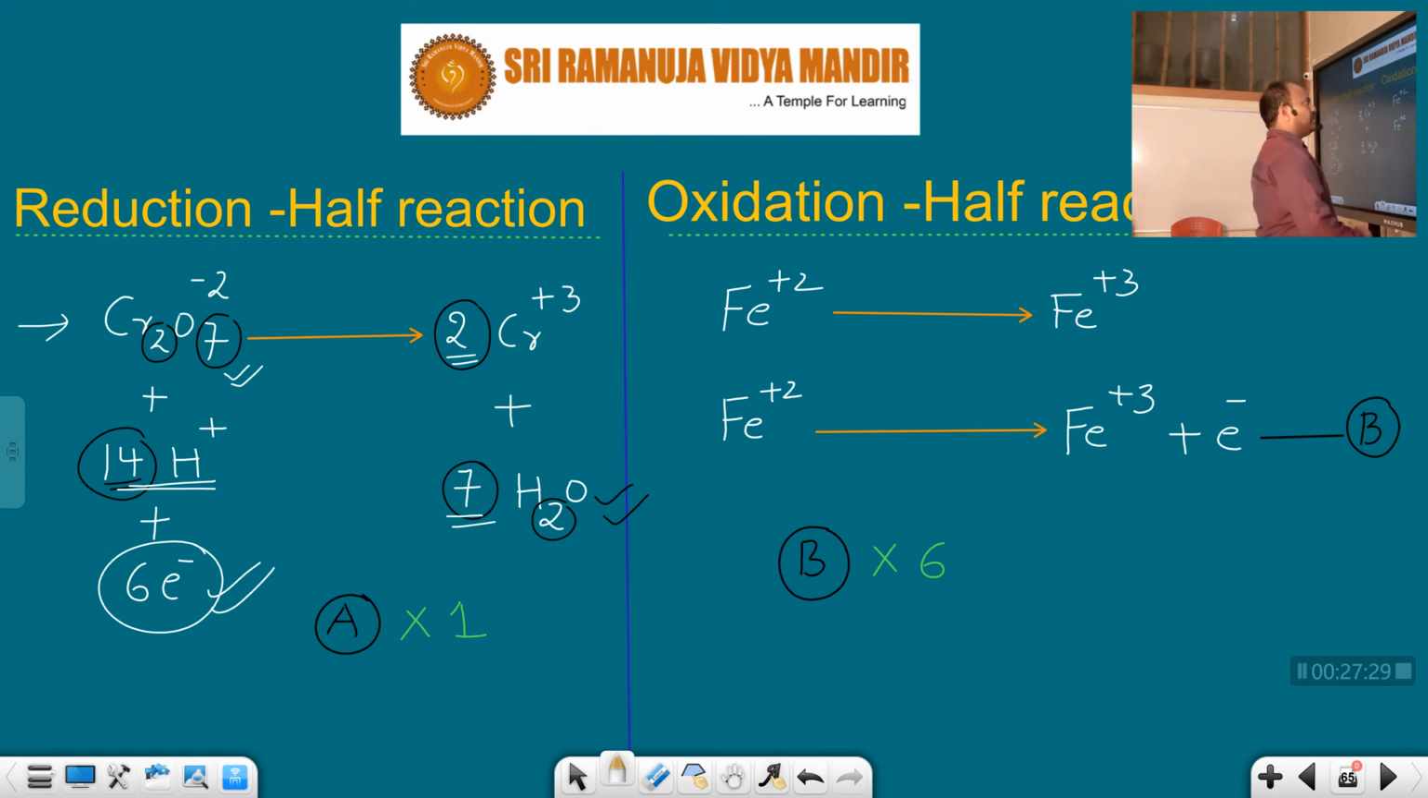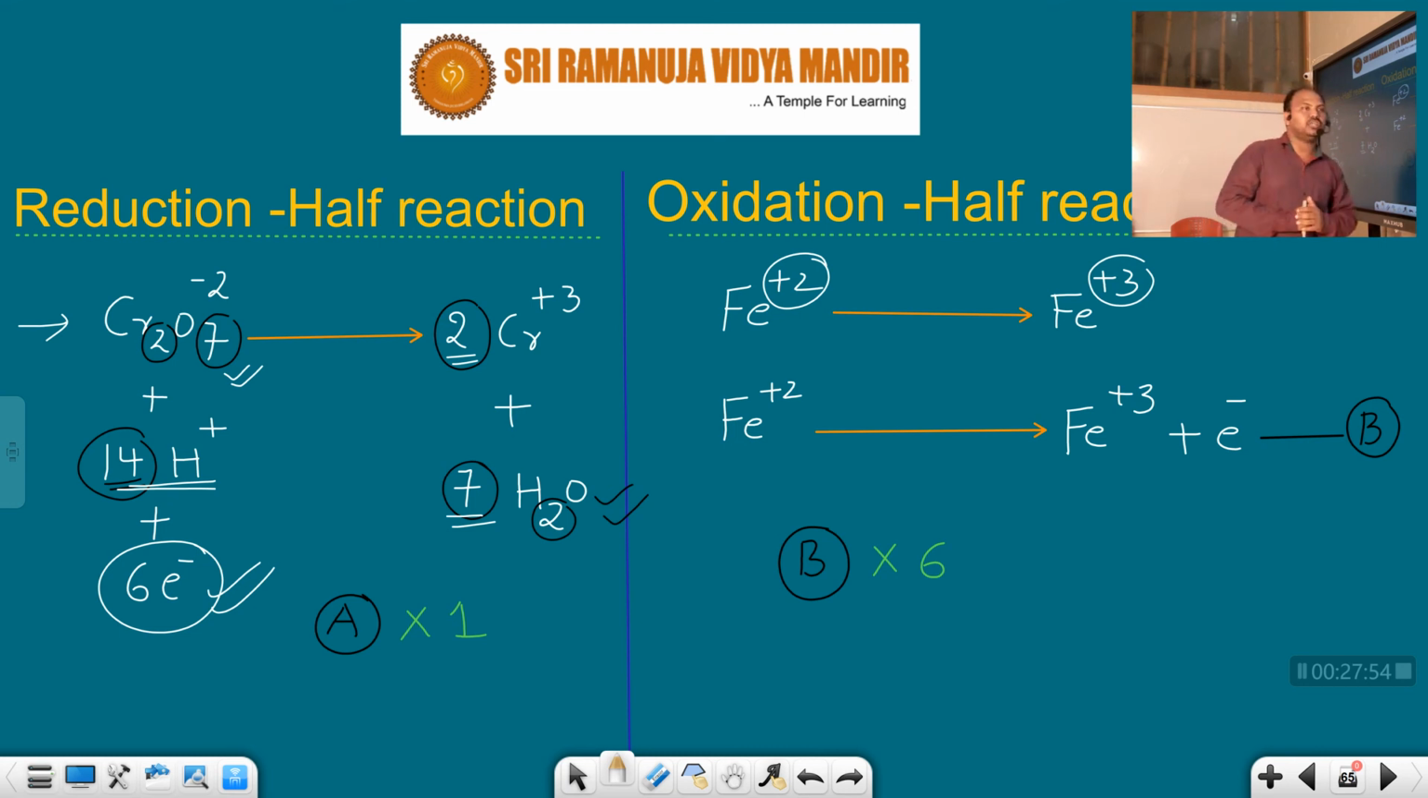If you take the oxidation reaction, ferrous ion changes into ferric ion. Here iron atoms are balanced. Here one iron atom, here one iron atom. Left hand side is equal to right hand side. After that, on the ferrous or ferric ion side there are no oxygens, so due to lack of oxygens we don't need to add water molecules. On the ferrous or ferric ion side there are no hydrogens, so we don't need to add protons.